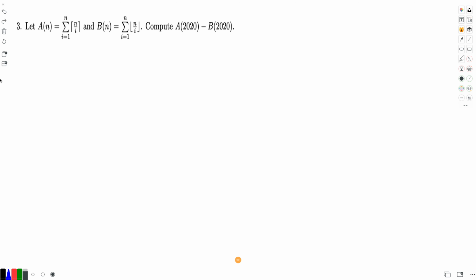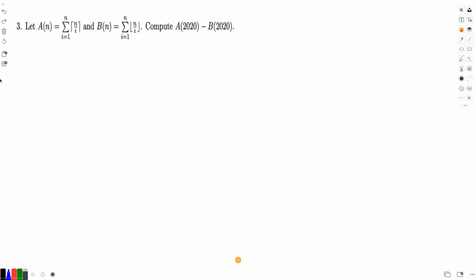Doing the math over here, and this is the 2020 SMT discrete section problem number 3. Here's a view of this problem. Let A of n equal the summation from i equals 1 to n of the ceiling of n over i, and B of n equal to the summation from i equals 1 to n of the floor of n over i. Compute A of 2020 minus B of 2020.